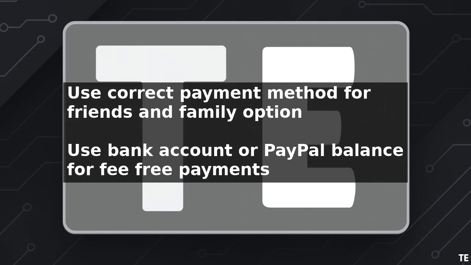Step 4 is to ensure you are using the correct payment method. The Friends and Family option is only available when using a bank account or a PayPal balance. If you are using a credit or debit card, this option will not be visible.